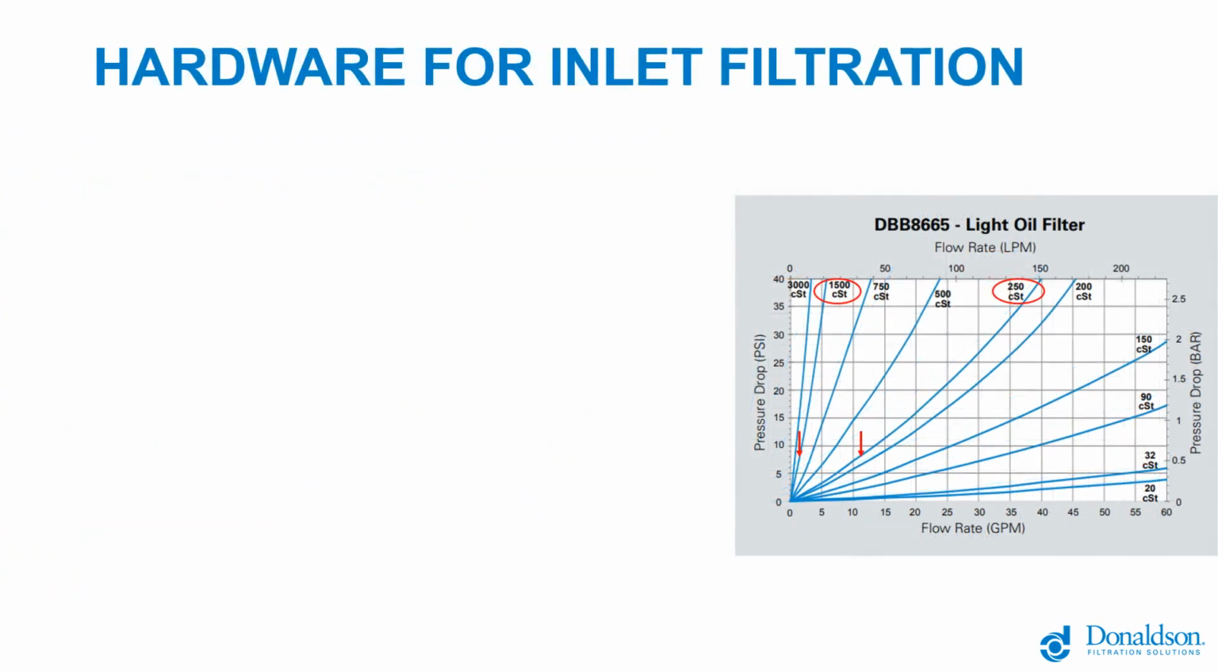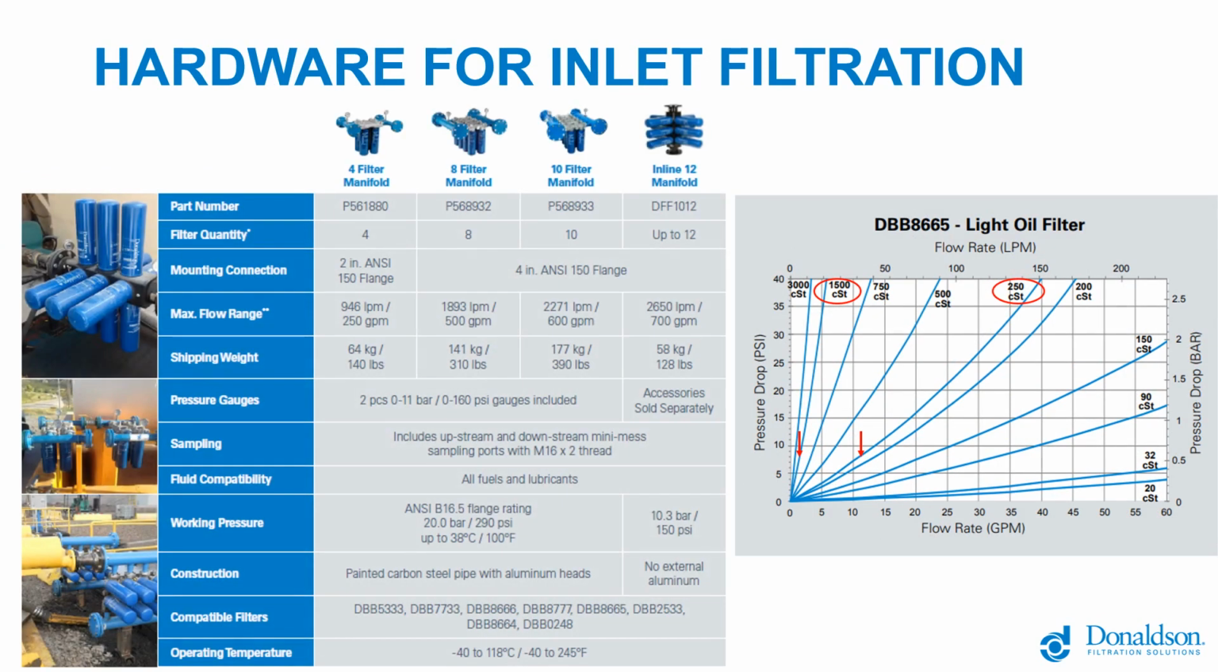Again, we'll look at this chart, and I want to go over one more aspect of this, as far as picking the filtration. So for, say, the inlet side filtration, and I have 250 centistoke oil and I can get 12 gallons a minute per filter through there, and my truck's going to offload at 40 gallons a minute, I can use 4 filters in parallel. The P561880 manifold, the smallest 4-filter manifold over there, will handle that 40 gallons a minute without any trouble.